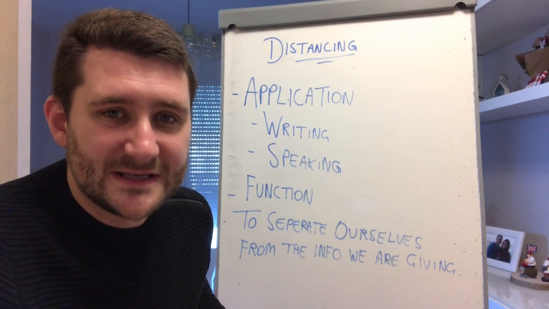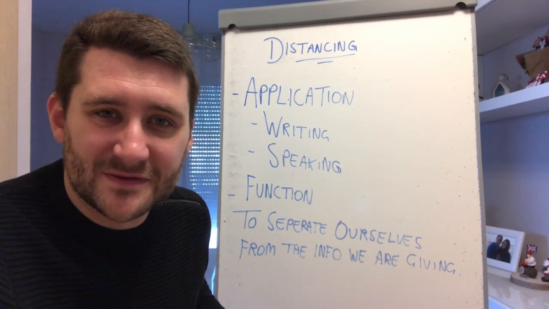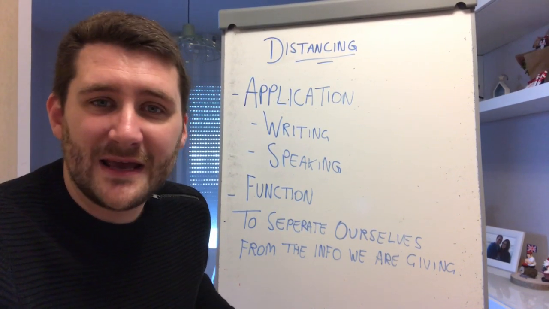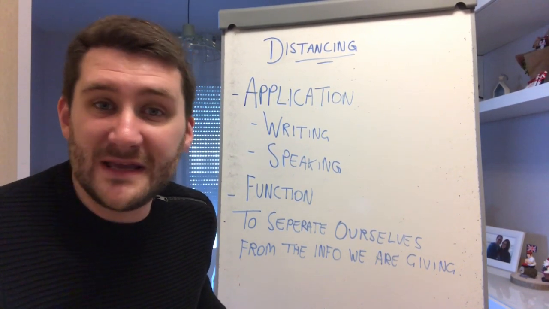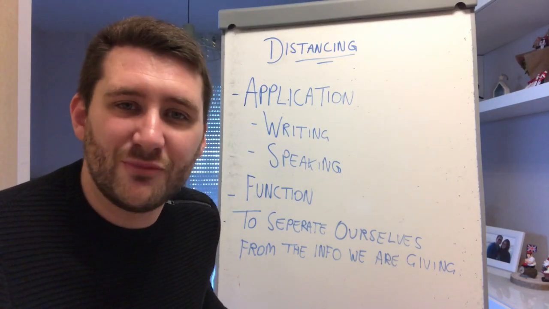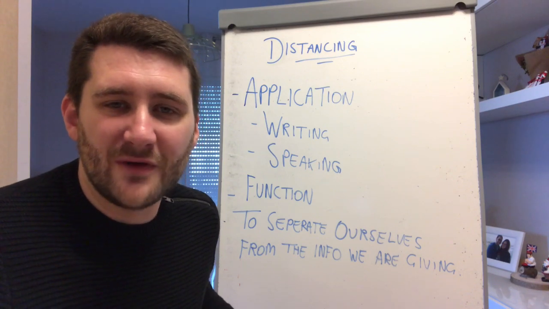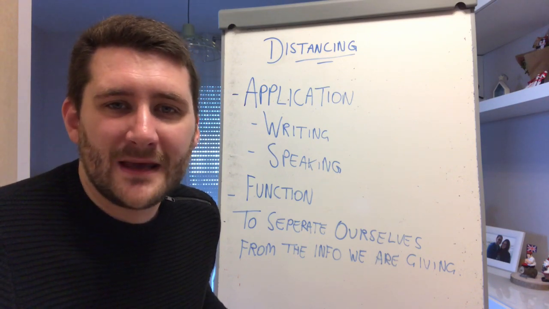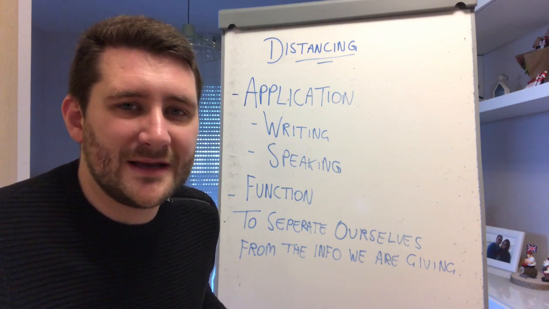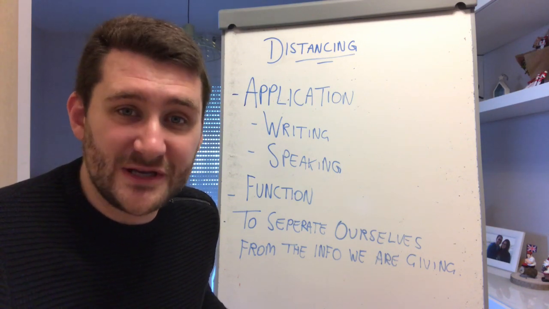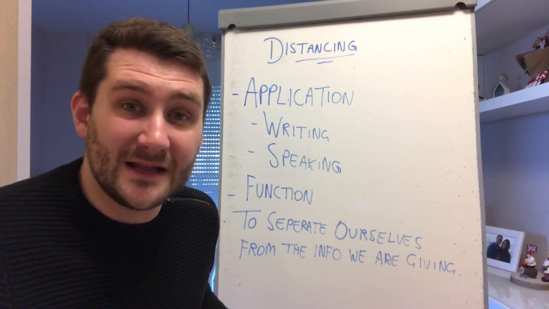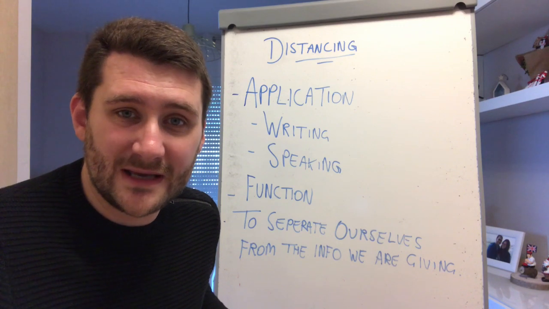Now, the reason we use this is to separate ourselves from the information that we are giving, okay? That's why I said it's very, very typical to see this in the media, because they don't want to get sued or legally prosecuted by whoever it is they're reporting on. And the reason that happens is a thing called libel. When you report incorrect information about somebody or something, sometimes they will take a legal case against you, okay?